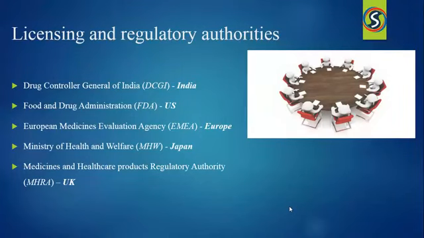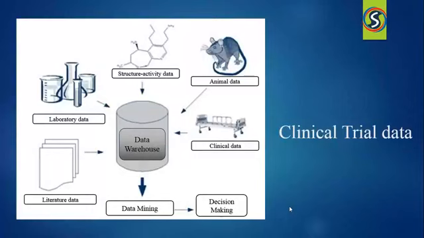Here are some of the regulatory authorities we have: DCGI from India, FDA from the US, EMEA from Europe, MHLW from Japan, and MHRA from the UK. Now let's see what the clinical trial data contains. The clinical trial data involves preclinical data or animal data, that is, the data collected while the drug is given to animals. Then we have structural activity data, which includes the molecular or compound structure information about the drug.